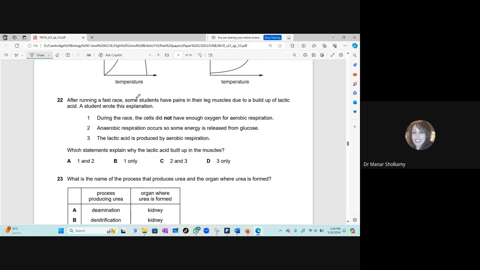After running a fast race, some students have pain in their leg muscles due to the buildup of lactic acid. A student wrote this explanation. 1, during the race, the cells did not have enough oxygen for aerobic respiration. 2, anaerobic respiration occurs, so some energy is released from glucose. 3, the lactic acid is produced by aerobic respiration. Which statements explain why the lactic acid builds up in the muscles? One only.